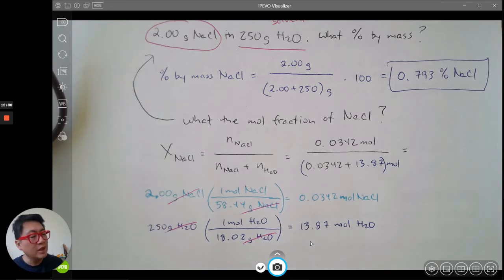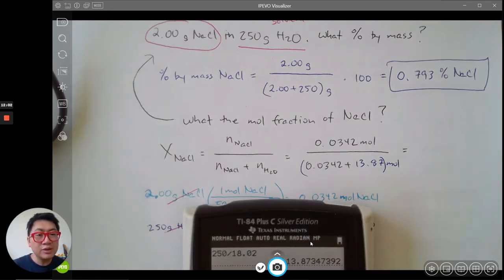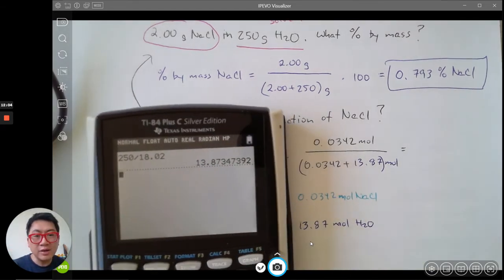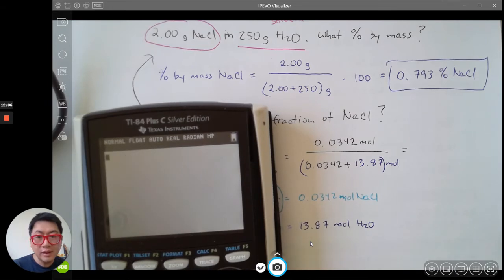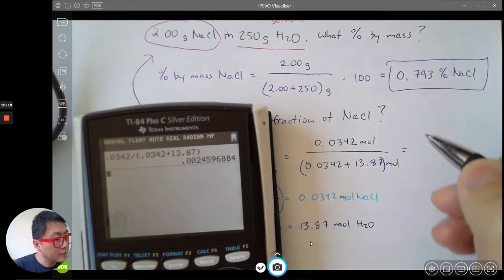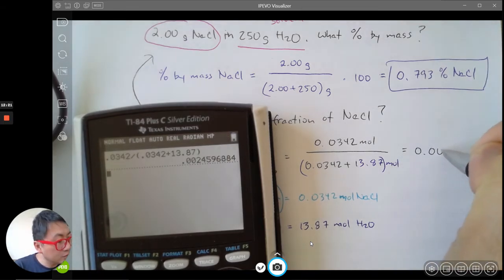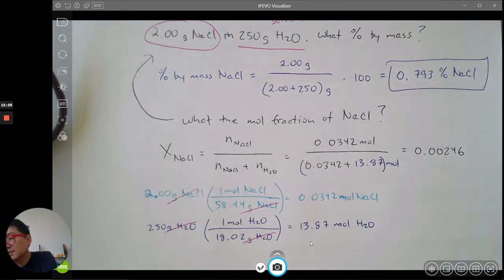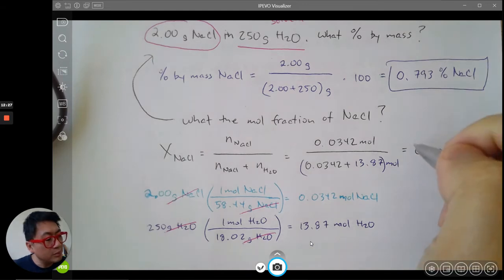Okay, it's not going to be a big number. I don't know what it is, but let me type that on a calculator. 0.0342 divided by, in parentheses, 0.0342 plus 13.87. 0.0024, around 6. Okay, so my mole fraction would be that.